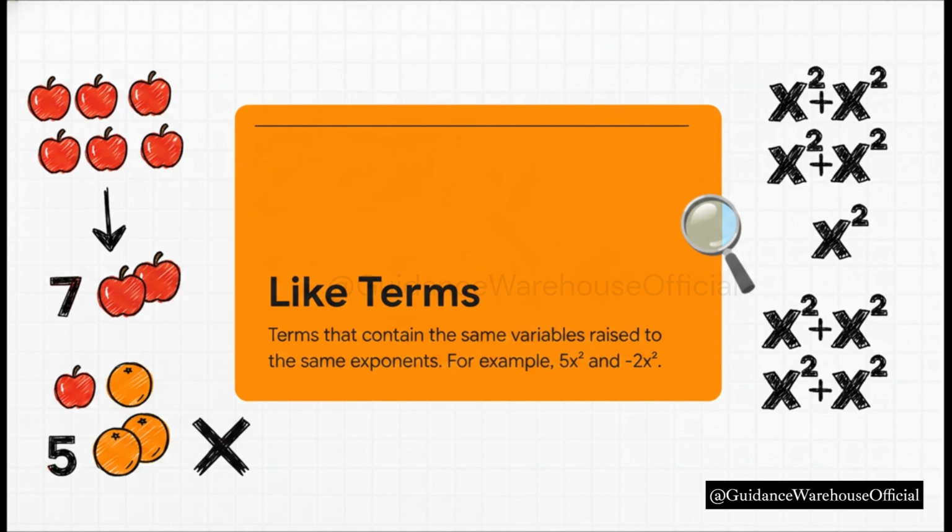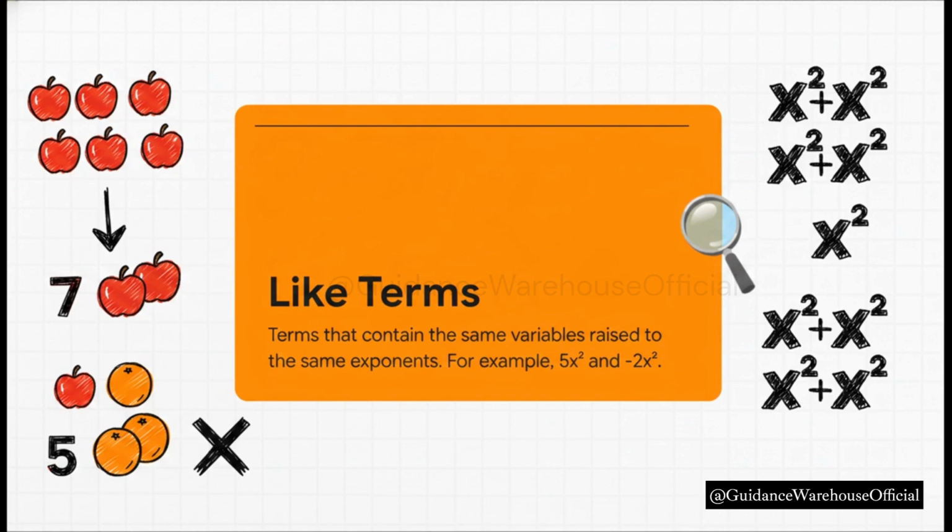I like to think of it like sorting fruit. You can take 5 apples and add 2 more apples, and you get 7 apples. Easy. But you can't add 5 apples and 3 oranges and call it 8 apple oranges. They're different things. It's the same in algebra. You can combine 5x squared and negative 2x squared, but you can't combine 3x and 3x squared because one is an x and the other is an x squared.